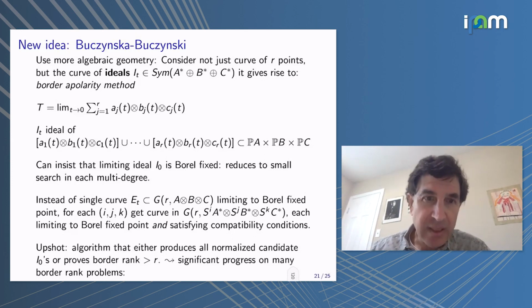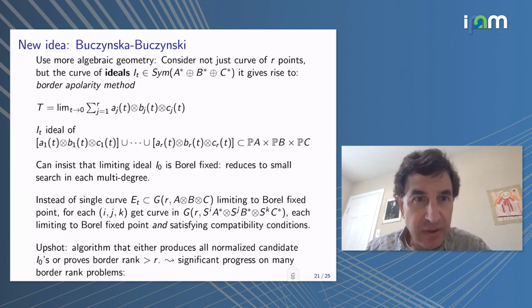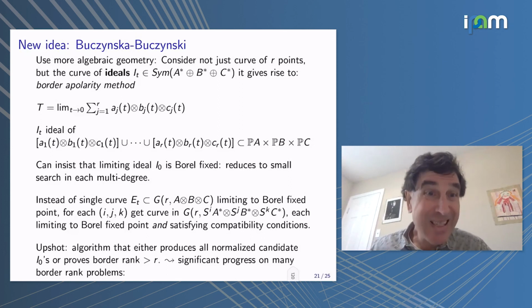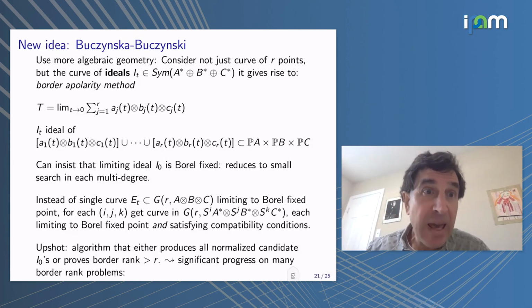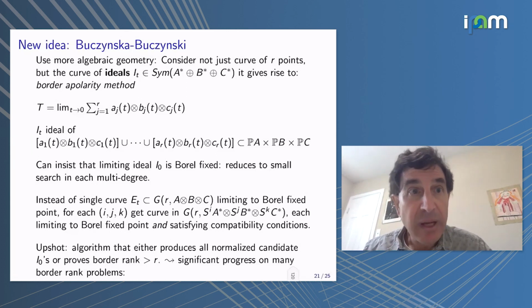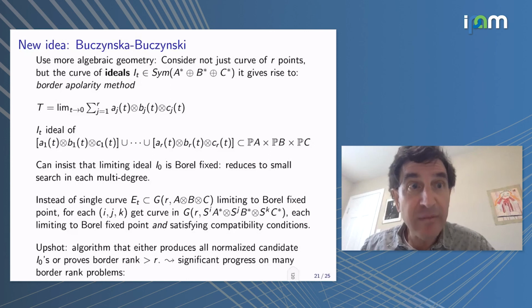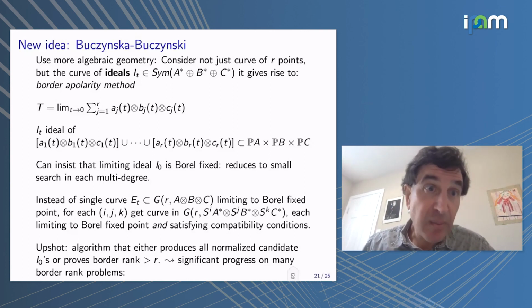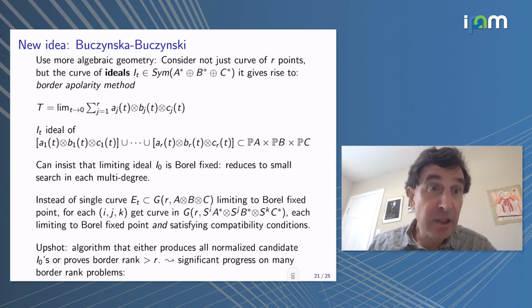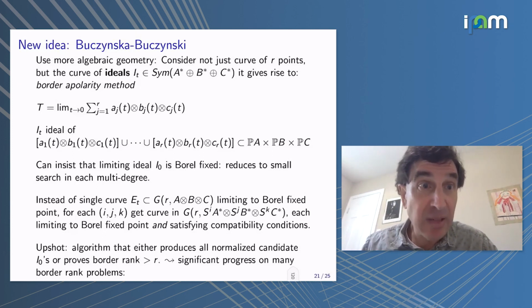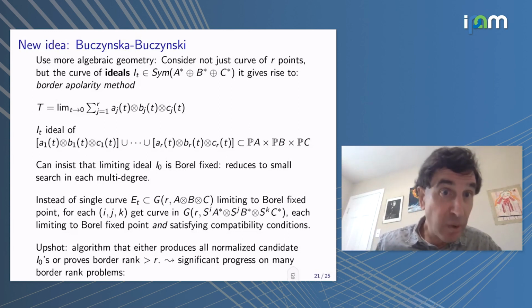The other thing I want to say is that this off the shelf application of border apolarity is still subject to the barriers I talked about before, but now we have a path to overcoming those barriers by using some rather sophisticated algebraic geometry that is in the course of being developed. Namely, we have a lot more information now. We have not just a point in a Grassmannian, but we have a limiting ideal, and we can see in the multigraded Hilbert scheme, hopefully, we want to distinguish the good ideals, the ones that are actually limits of R points, and the bad ones, which this will also produce.